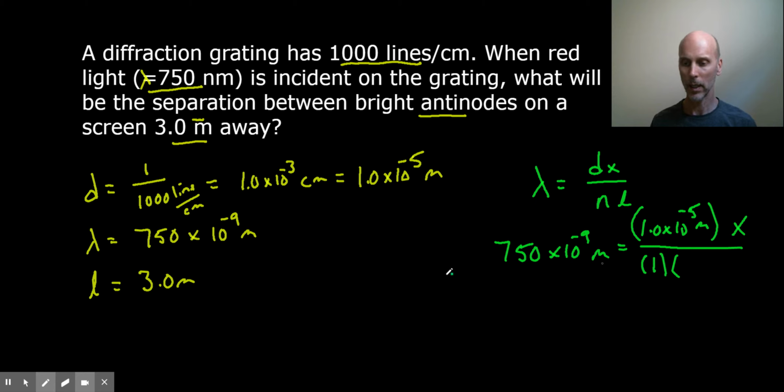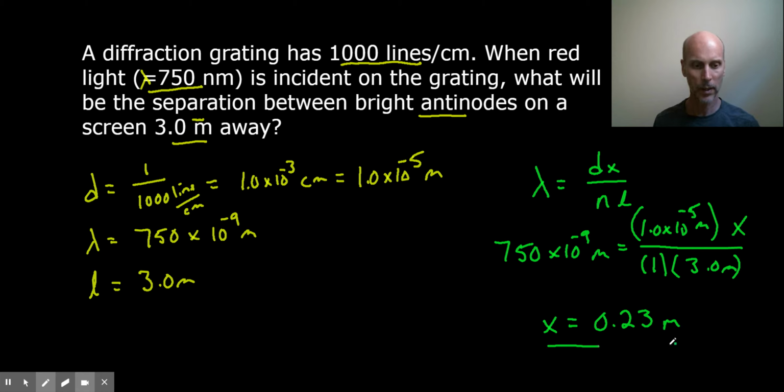And L is the distance between the diffraction grating and the mirror, or sorry, and the screen. So it's 3. So when I'm done, my x is equal to 0.22, we'll round that to 0.23 meters. So the distance between the points on the screen would be about 23 centimeters, probably similar to the experiment that I just did here, although I didn't have my diffraction grating 3 meters away from the screen.